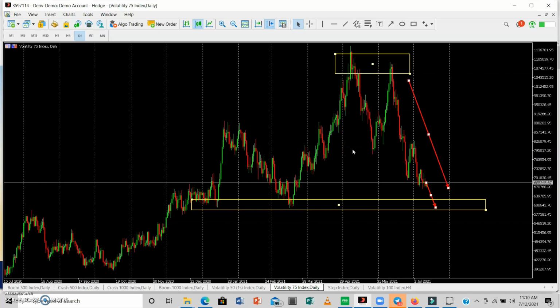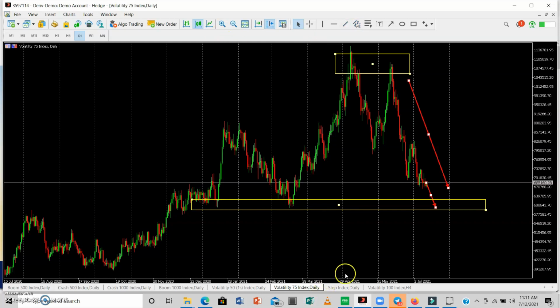So this is my analysis on V75. I did use a little bit of confluence trading right there, but this is what I actually think of. Someone can try to use trend lines, but from what I've been saying and my experience trading, this is the best way to make this analysis.